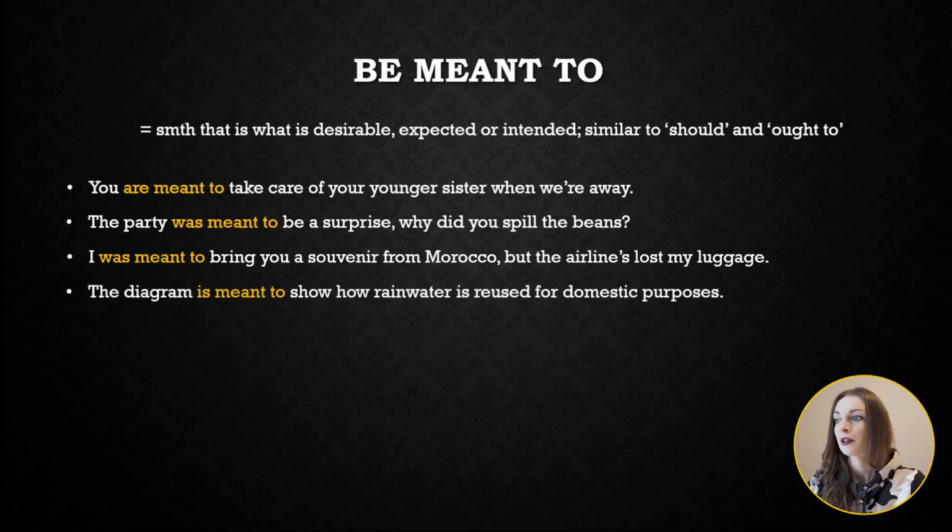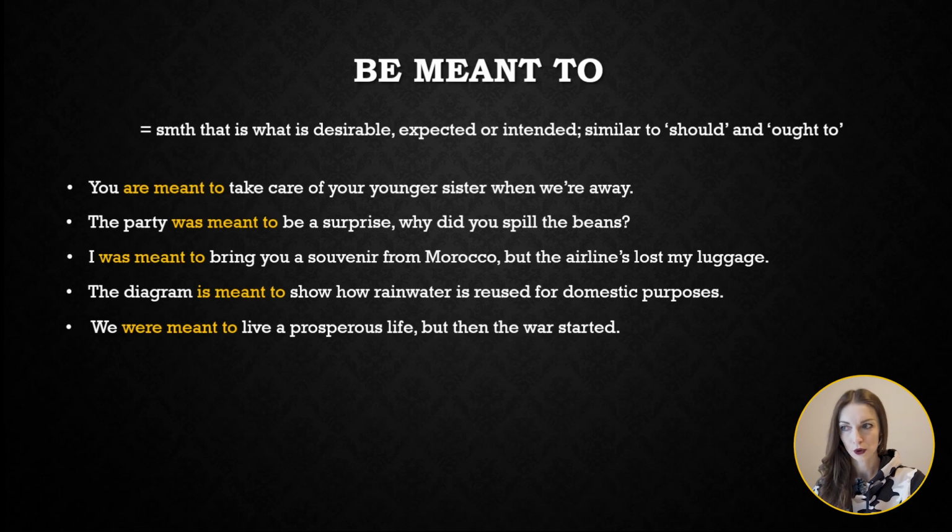The diagram is meant to show how rainwater is reused for domestic purposes. It should show. This information should be clear from the diagram. We were meant to live a prosperous life, but then the war started. So this expression might be used by some people to say that something was destined by God or by some forces that cannot be controlled, something from above.